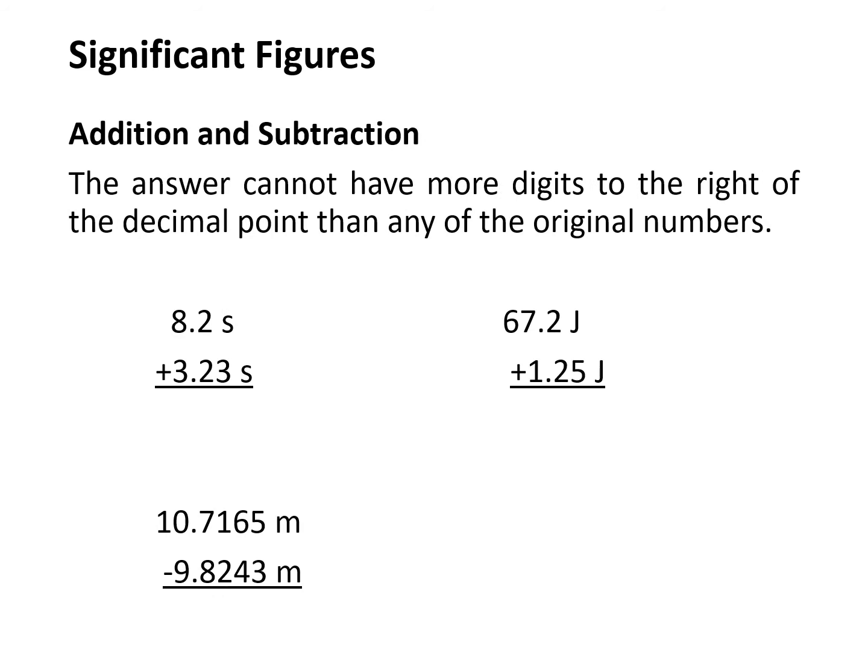When we're adding and subtracting, we have to keep track of the number of decimal places. In this case, when we add these two numbers, our final answer should only have 1 decimal place because the number here only has 1 decimal place. So adding these up, we have 11.43 seconds. You'll notice I've kept one extra significant figure in case we have to use this answer in another calculation later on. But rounding will give us our final answer, and we should have a final answer of 11.4 seconds, which only has 1 decimal place.